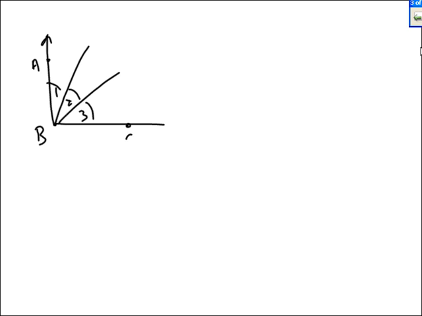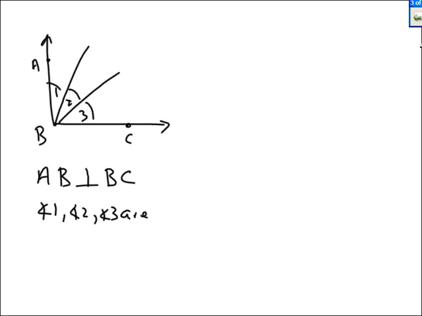Now, suppose you have this picture right here. Angle 1, angle 2, angle 3. And let's just name this point A, point B, point C. And you are told the following. AB is perpendicular to BC, and you are told that angle 1, angle 2, and angle 3 are in the ratio 1 to 2 to 3. Okay.